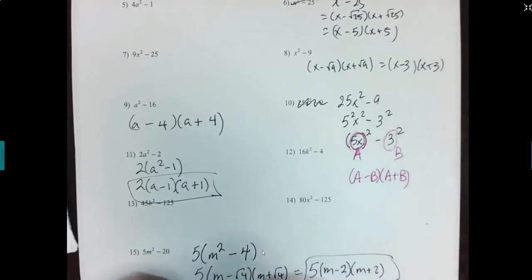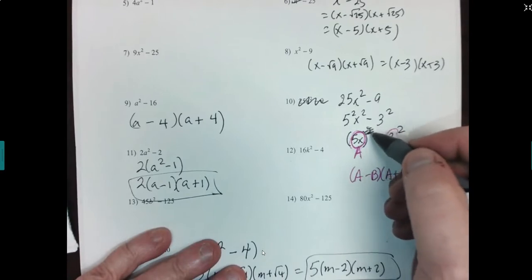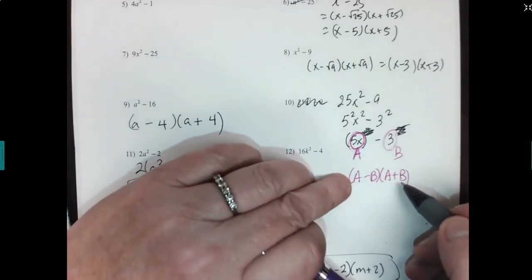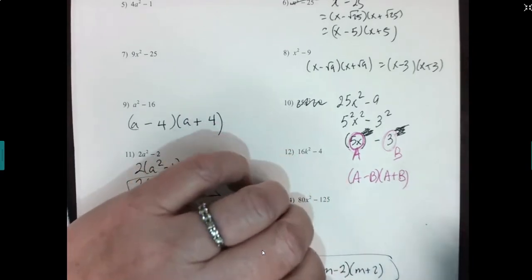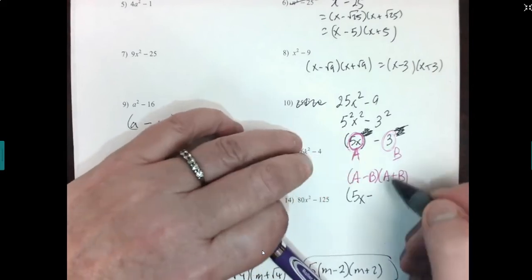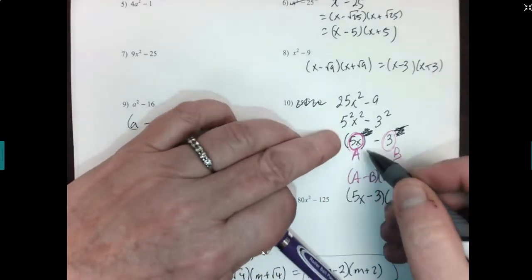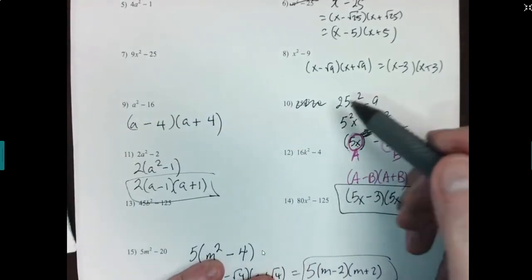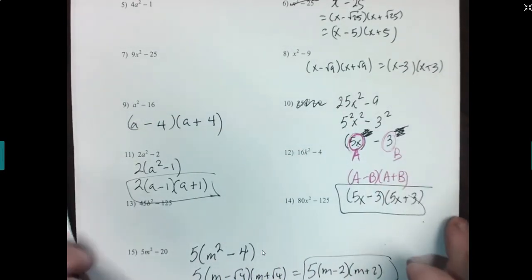So in fact, you should take your pen and just draw through that, because I'll get a lot of students writing squares inside of here. There should not be any squares inside of there. So I'll have 5x minus 3 times 5x plus 3. And that would be my answer for number 10. Okay.